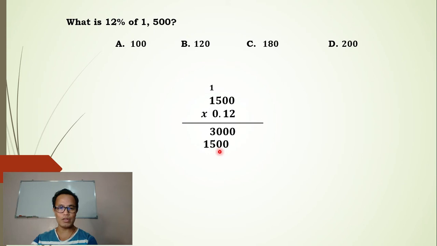So that is 1,500. Then we add. That is, bring down 0, bring down 0, bring down 0. Then 3 plus 5 is 8. Then we bring down 1. Then we count the decimal places. So we have 1, 2. So we have here our point. So we can eliminate the 2 zeros here. So what remains is 180. So 12% of 1,500 is equal to 180. So our correct answer is letter C.